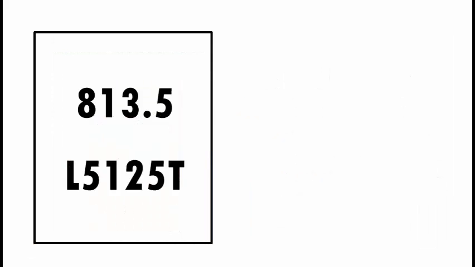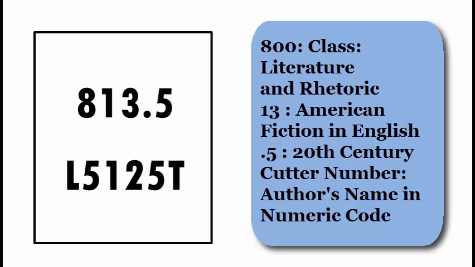We can take a look at how this system applies in our To Kill a Mockingbird example. We identify on the spine label of the book the call number and the cutter number. 800 will be the subject area of literature and rhetoric. 813 is the more specific description, American fiction and English. 813.5 is the exact area for the American fiction in the 20th century.